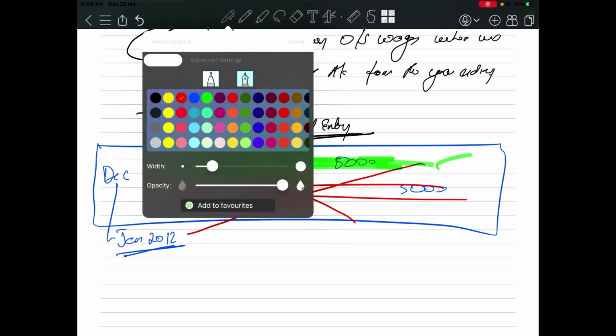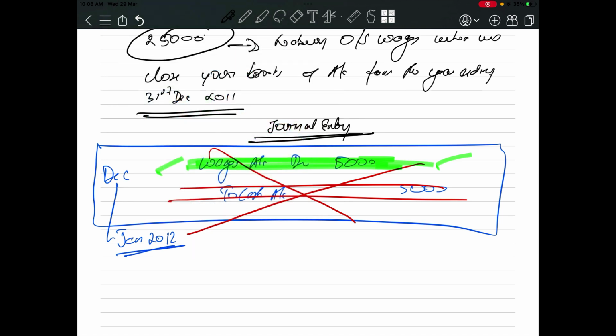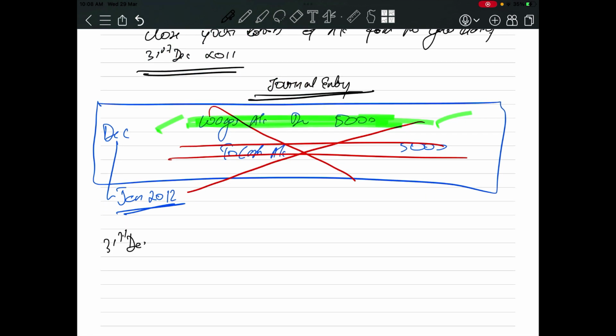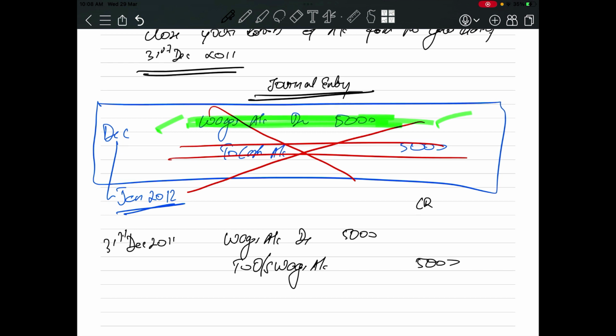So what will be the journal entry on 31st December 2011? The journal entry will be wages account debit to outstanding wages account. Simple. Wages account debit to outstanding wages account. Now see, wages is an expense. We have debited expenses. Nominal account rule: debit all expenses and losses, credit all income and gains, right? And we have created a liability. You know that a liability will always have a credit balance.